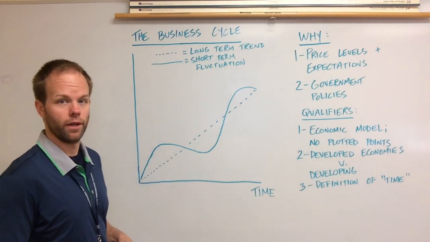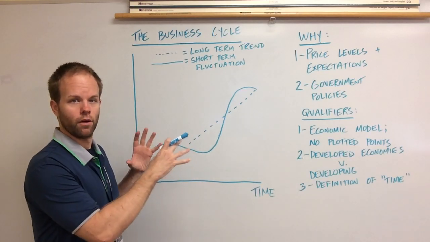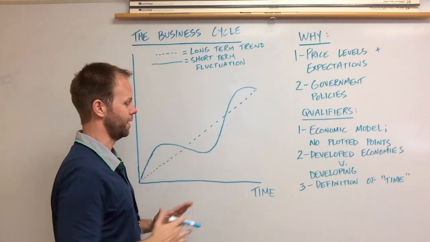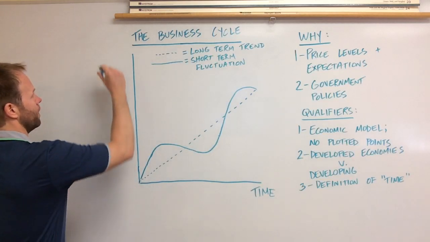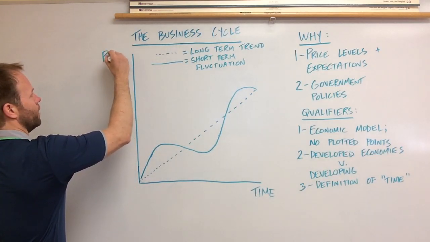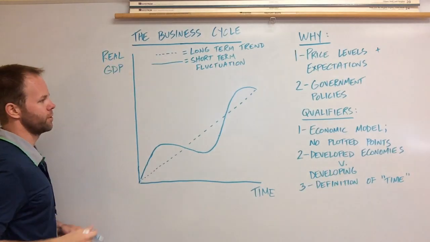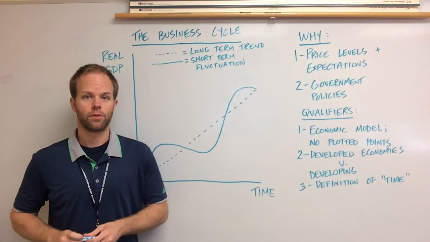We're not dealing with a few years, although you might be able to pick out certain ranges of time where the business trend is very observable over a condensed period of time. But remember, we're dealing with a model here, okay? And then here we have real GDP. Okay, so it's important to unpack what that phrase real GDP actually means, okay?